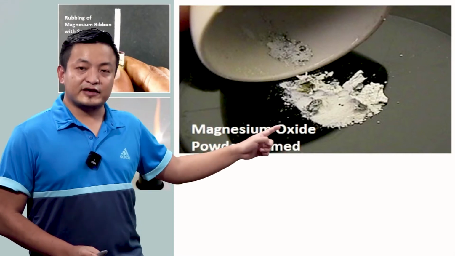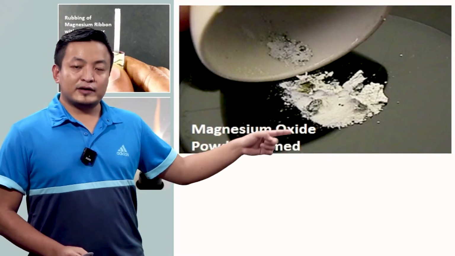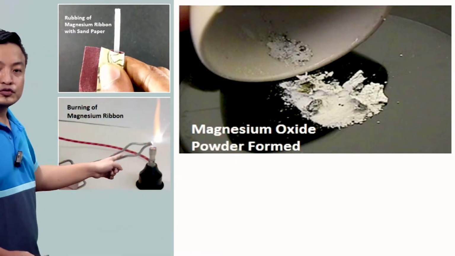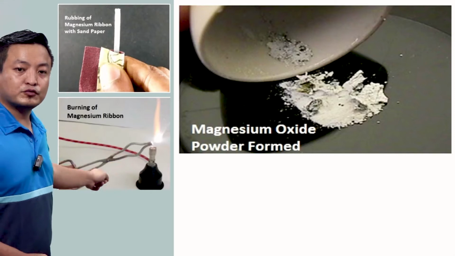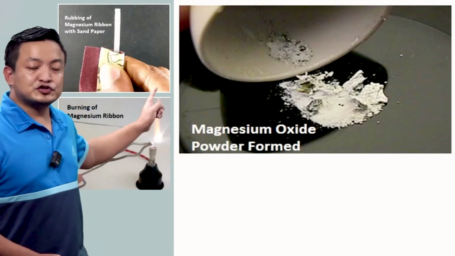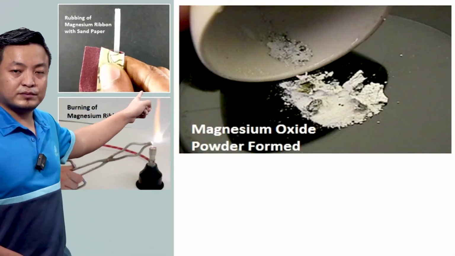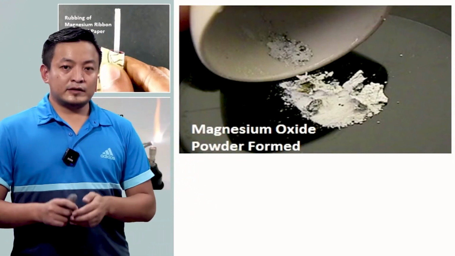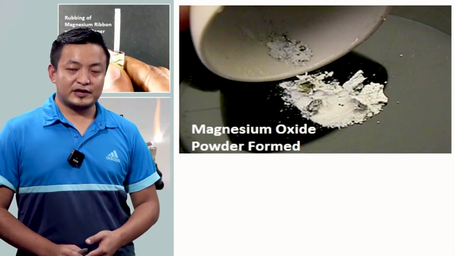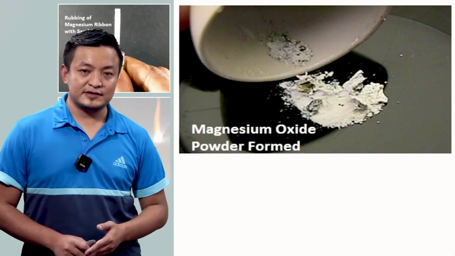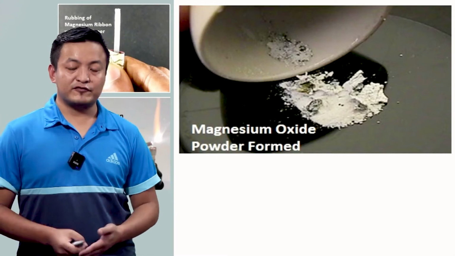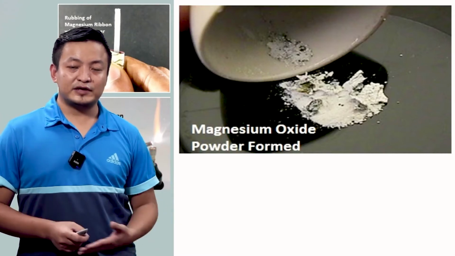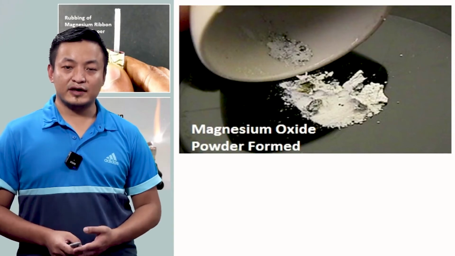Now, like I have said, while experimenting with this, you should be very careful. You should hold the magnesium ribbon with tongs, and make sure that you clean the magnesium ribbon with the sandpaper. So students, this is an example of chemical change, because we got a new substance, we saw evolution of gas, and we saw that it released heat.